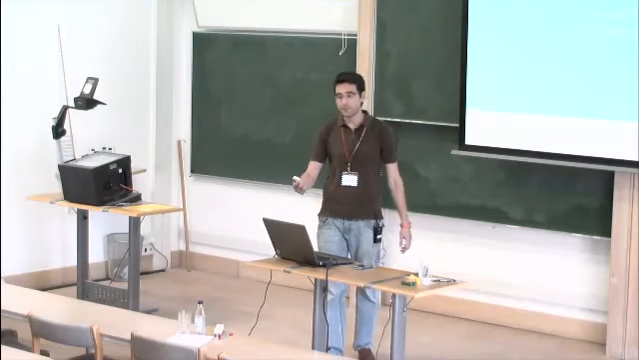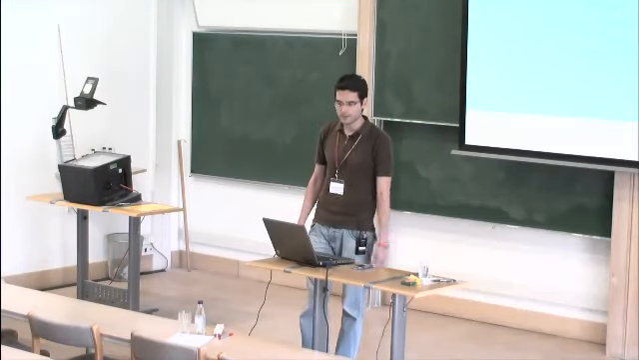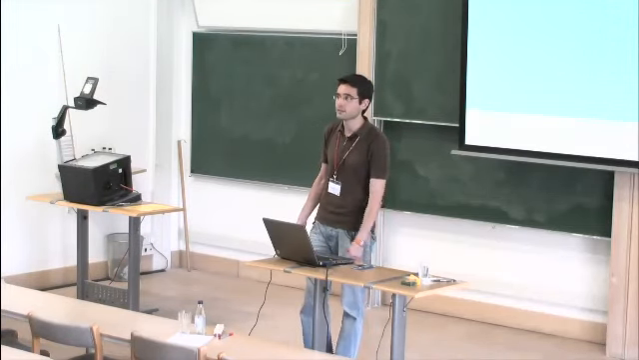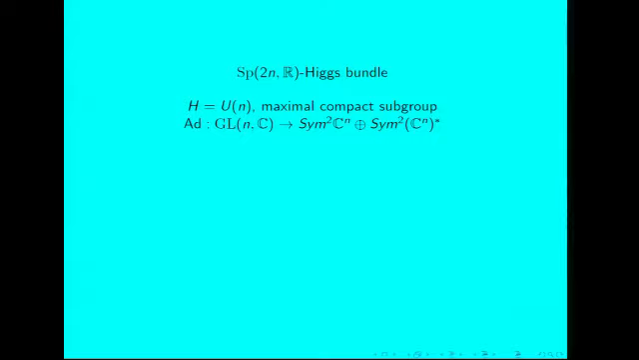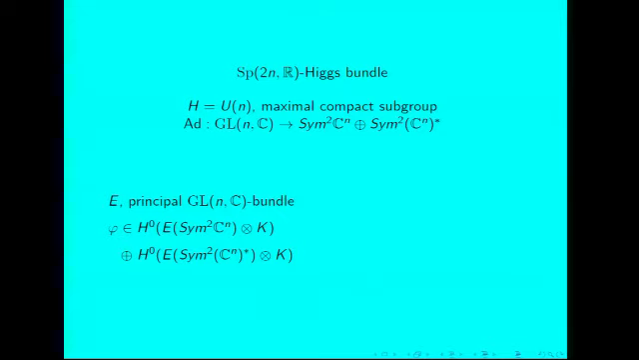Okay, for instance, for the group Sp(2n,R), the maximal compact subgroup is a unitary group, and the isotropy representation is this sum of the second symmetric powers of the standard representation and its dual. So we'll have that the Sp(2n,R) Higgs bundle is a principal GL(n,C) bundle together with a Higgs field. In this case, it has two parts, one is symmetric and one is its dual.